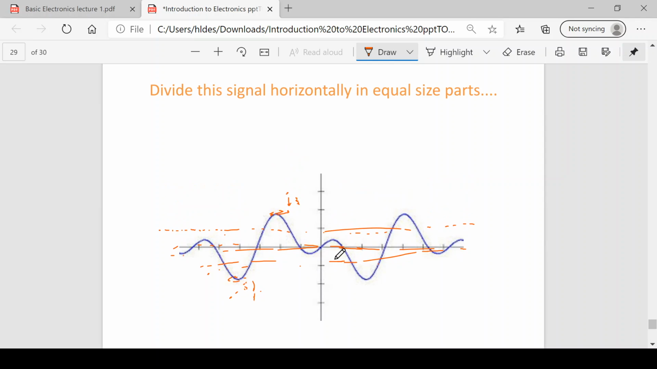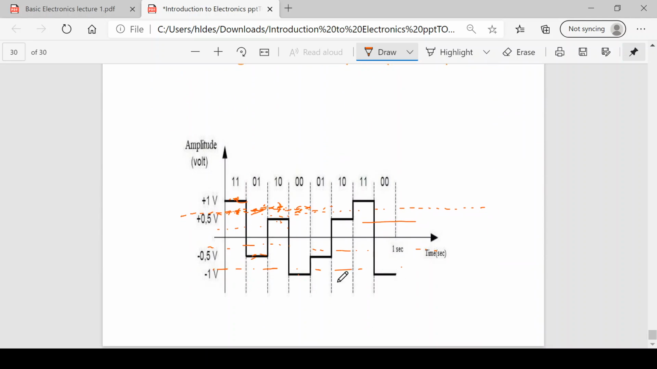Look at the next signal, which is a random one. Again, if you cut it horizontally, there are possibly infinite levels with a finite amplitude. And the last one, if you cut it at any point, you will get only 4 amplitude levels. So this is having finite levels of amplitude.